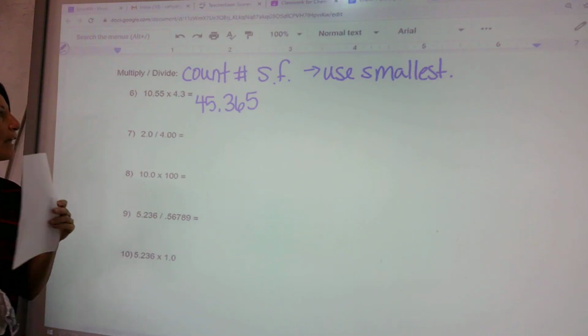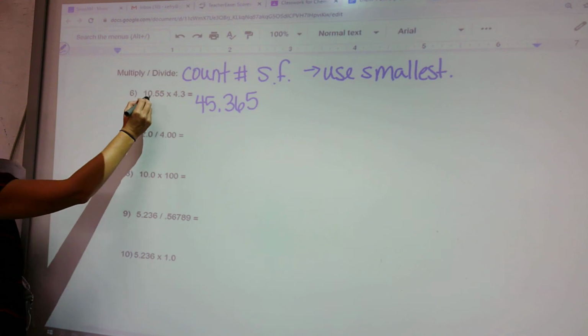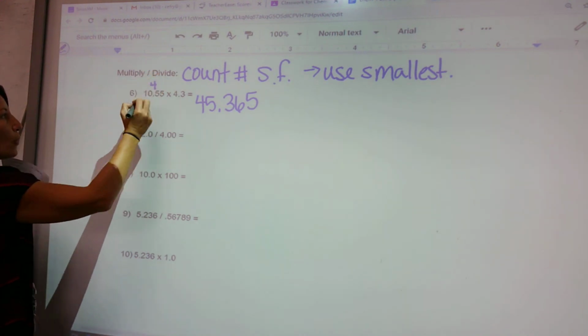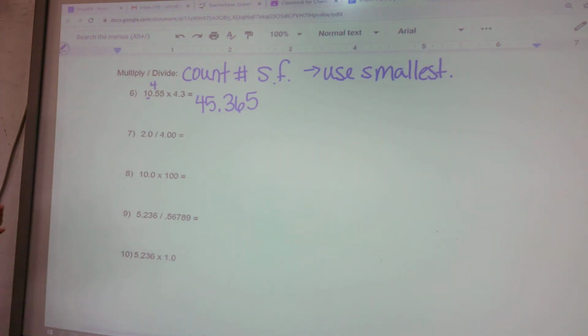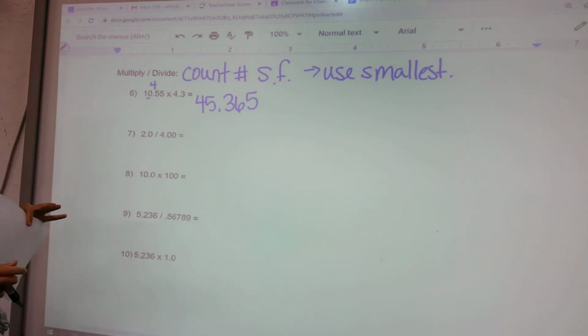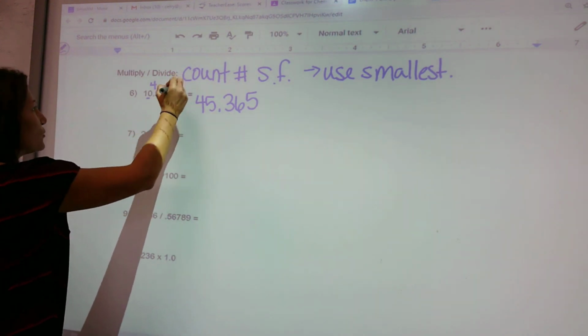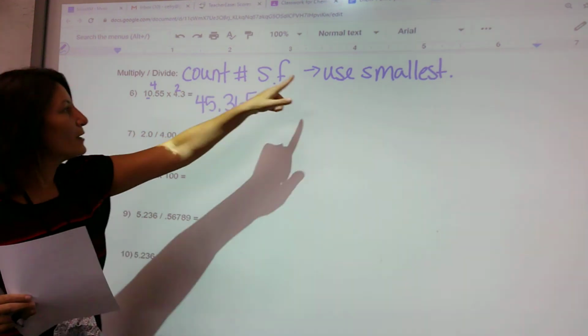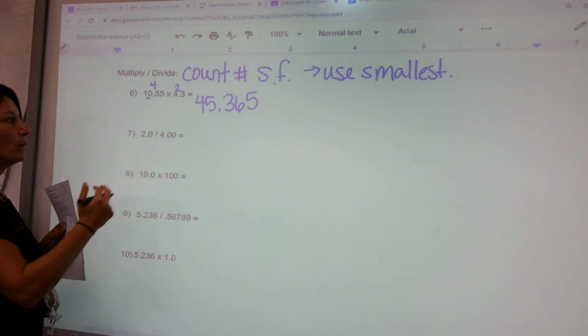45.365. Now counting the number of significant figures, 10.55 has 4, because that 0 is sandwiched in, so that 0 counts, because it's really the zeros that we have to figure out if they count or not. 4.3 has 2 significant figures. I'm going to use the smallest one, which is 2.